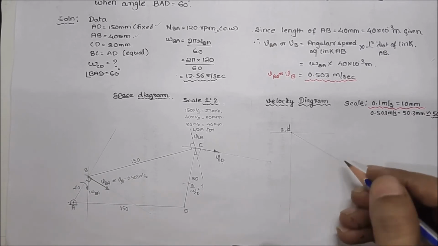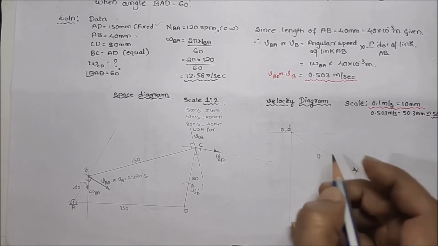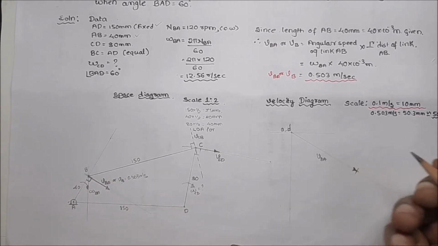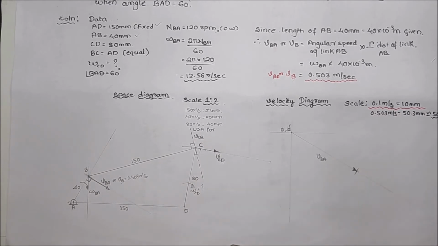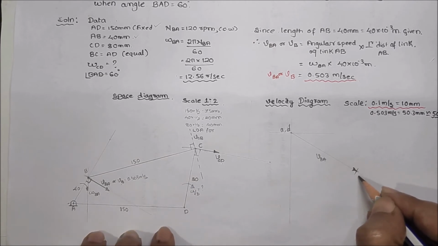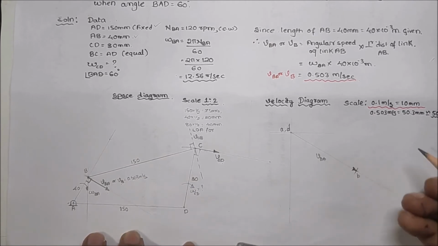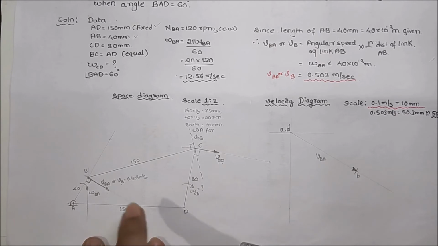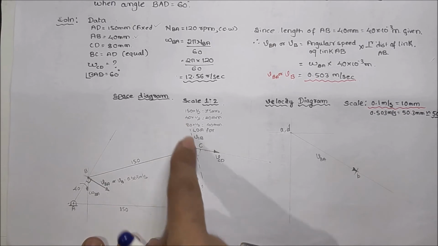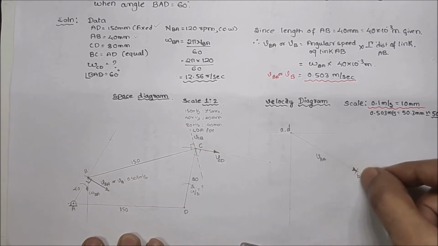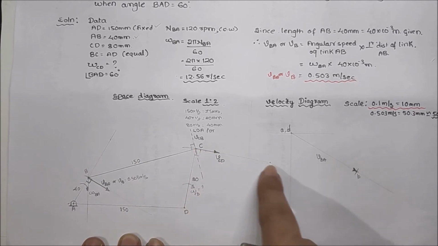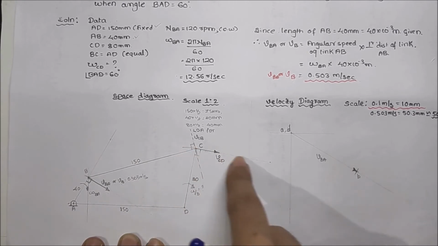So what is this? This is the velocity of B with respect to A. It will be in this direction. Now what do I have to do? I have to mark this one as point B. Next, what do we require? We require the line of action of the velocity of CB. This CB line is going to pass through this particular point. We don't know its magnitude, but we know its direction.